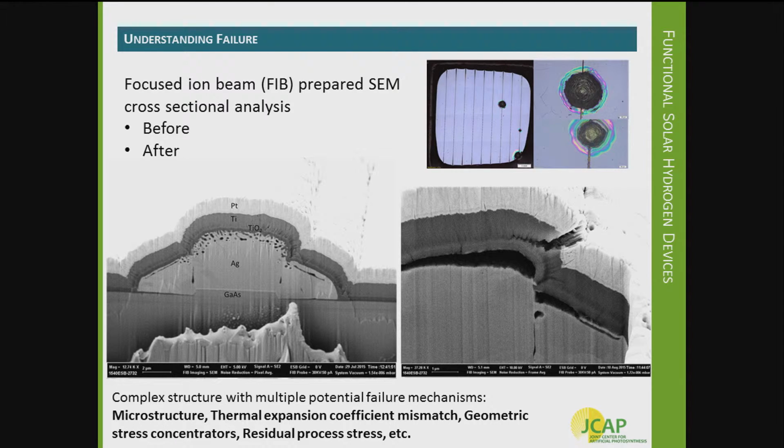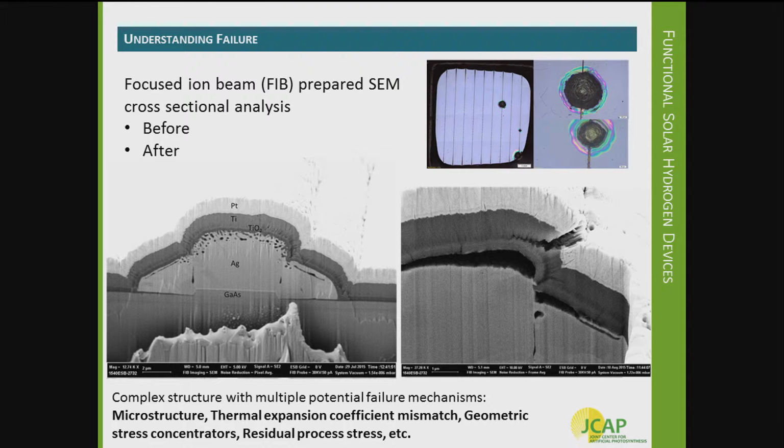If we look at one of these failure points in a similar FIB cross-section, the bottom left shows the as-grown system, and the bottom right is where one of these systems has failed. We see that indeed cracks do form. These propagate through the system along interfaces. Eventually these interfaces fail, and the material delaminates. This allows for physical interaction between the electrolyte and the underlying chemically sensitive semiconductor substrate, and that initiates this catastrophic corrosion failure.